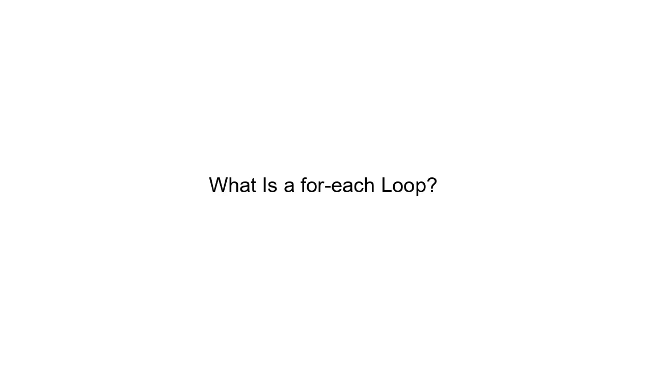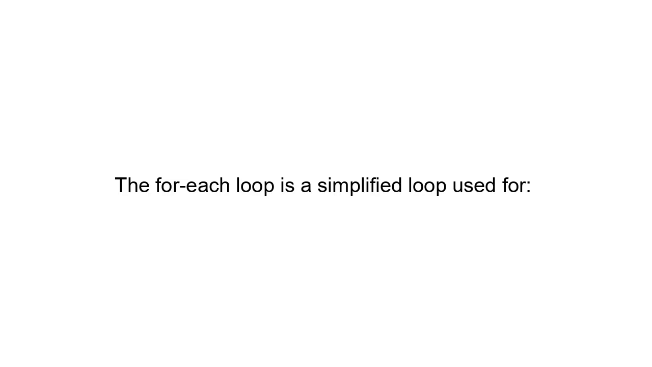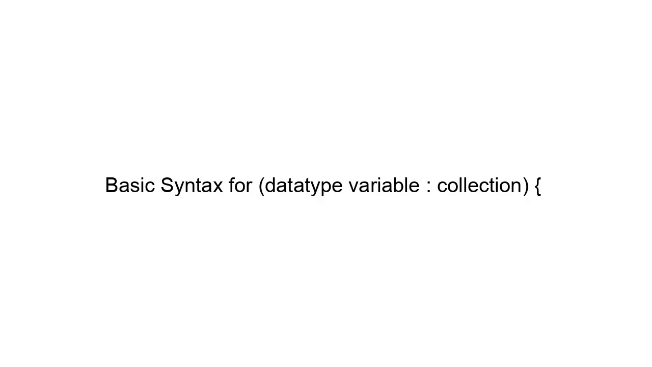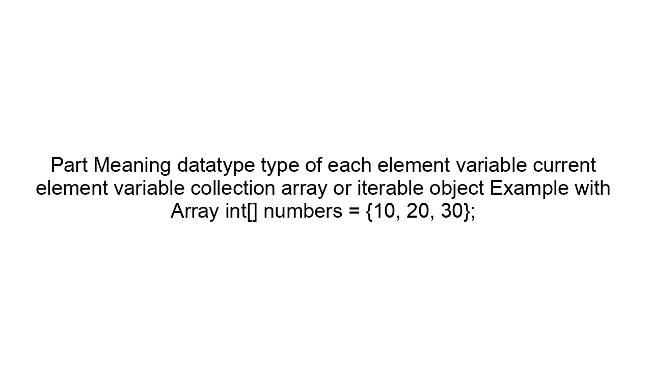What is a for each loop? The for each loop is a simplified loop used for iterating over elements in a sequence. It automatically accesses one element at a time without manual index handling. Basic syntax: for (dataType variable : collection). Part meaning: data type is the type of each element, variable is the current element, and collection is the array or iterable object.